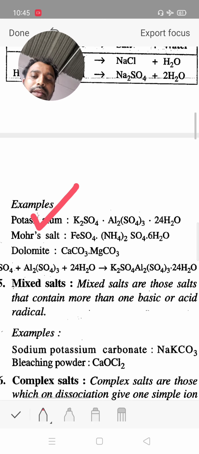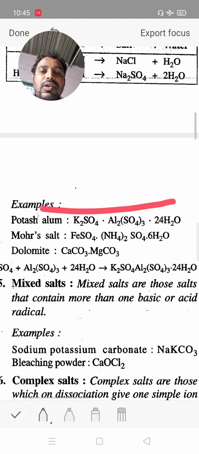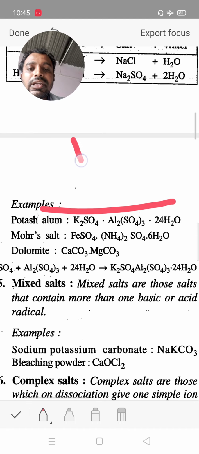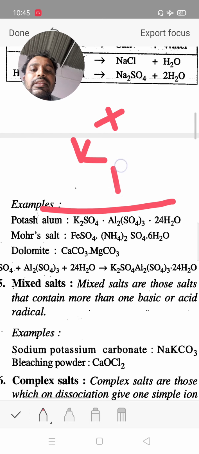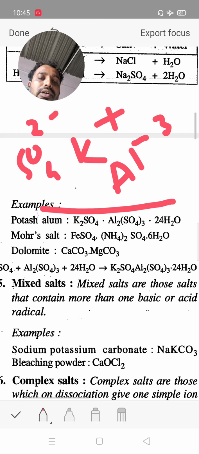You know the potash alum formula. It is an example of a double salt. When dissolved in water, it produces K+ ions, Al3+ ions, and SO4 2- ions. It is a mixture of two salts, common or normal salt.